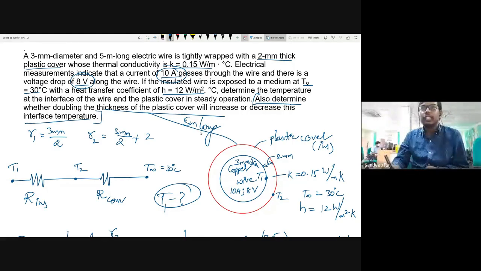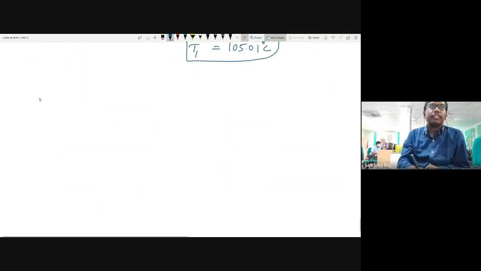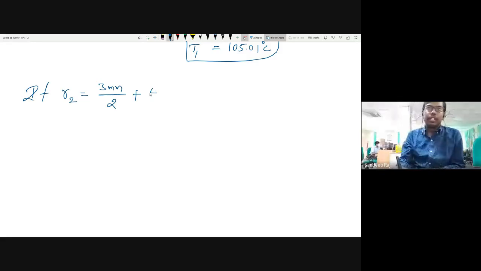So for that, let us take the doubling of the thickness. Okay. Doubling of the thickness means if R2 is equal to 3 mm by 2 plus 4, because initially you have 2 here. If I double it, it will be 2 into 2, that is 4. That is 1.5 plus 4 will give you 5.5 mm.